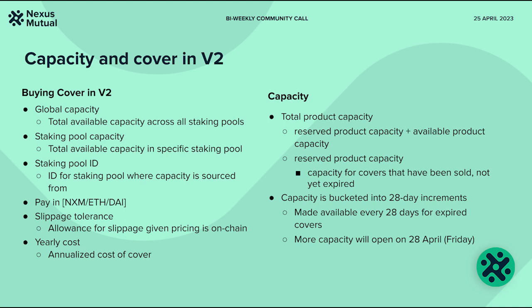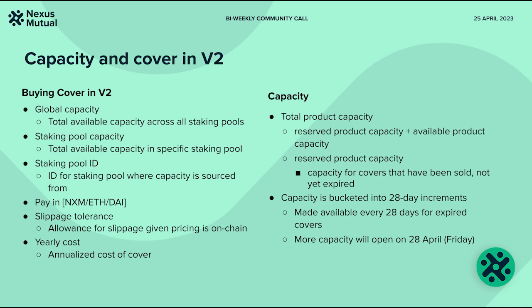So there's the total product capacity across all pools that can be sold. And that's made up of the reserved capacity, which is essentially the cover that's been sold and is reserved. And then there's the available product capacity, which is the amount that is available for people to buy. In the reserved product capacity, you have the active coverage, and then you have expired coverage, and that rolls off in these bucketed periods of 28 days.